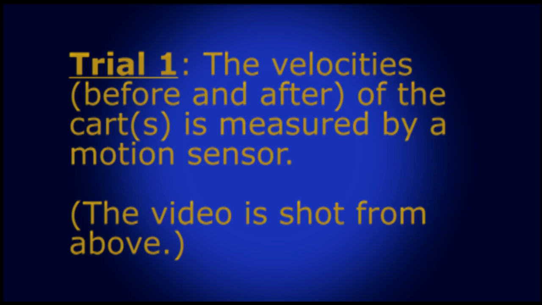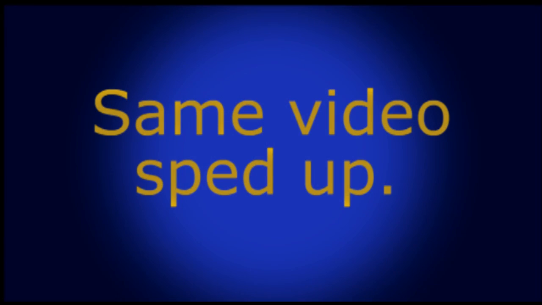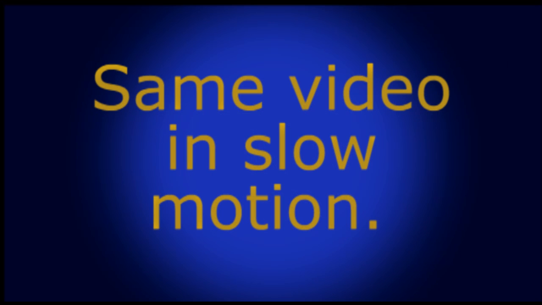The trial video begins with a top view of the stationary cart 2, with cart 1 approaching and then colliding with it. A sped-up version of the video brings out the change in speed. A slow-motion version of the video brings out the more complicated interaction as the Velcro is taking hold.